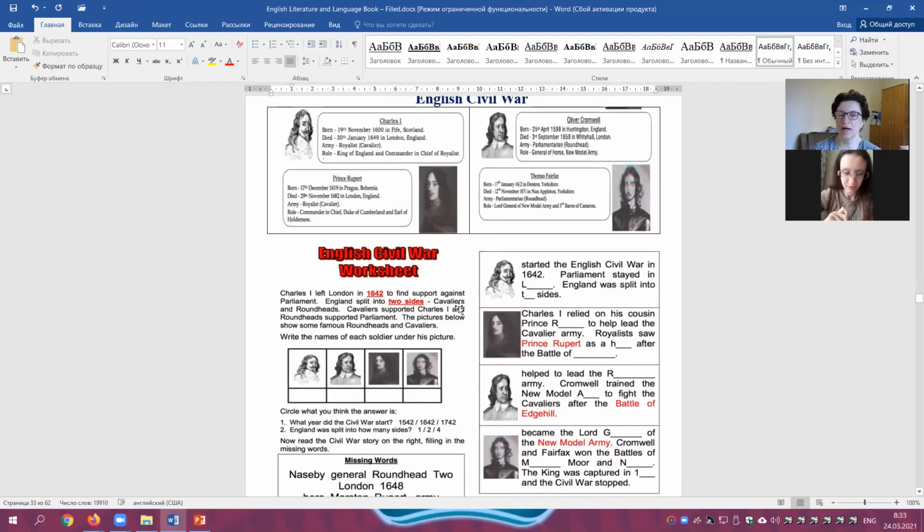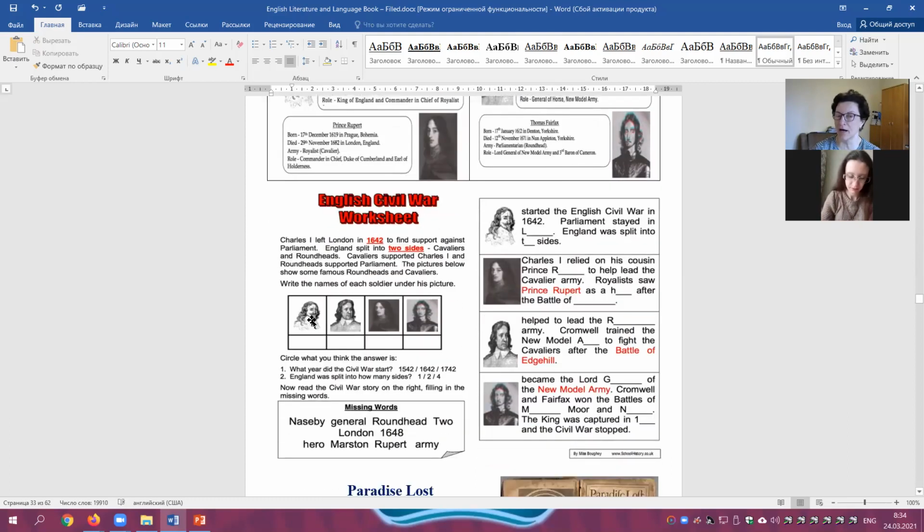Yeah, so here are the famous Roundheads and Cavaliers. This is Charles the First, the King. This is Oliver Cromwell. Who was the head of the Parliament and the head of the Roundheads? Then this is Prince Rupert, and he was the supporter of Charles the First, and finally Thomas Fairfax, who supported Cromwell's army.